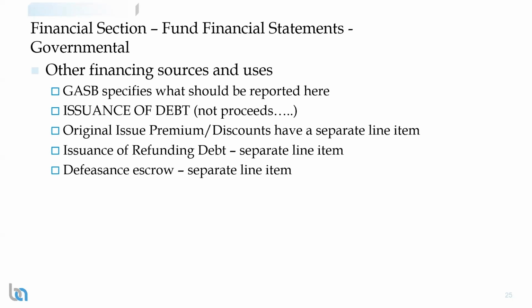Sorry. Some labeling issues. So when you have a new debt, that should be referred to as issuance of debt, not proceeds from new debt. You would call proceeds from sale of assets, but you can't say proceeds from new debt. Your original issue premium on those debt need to have a separate line item. Also, when you have a refunding debt, that would be a separate line item. Also, when you have a defeasance of that debt, that will also be a separate line item. Okay.